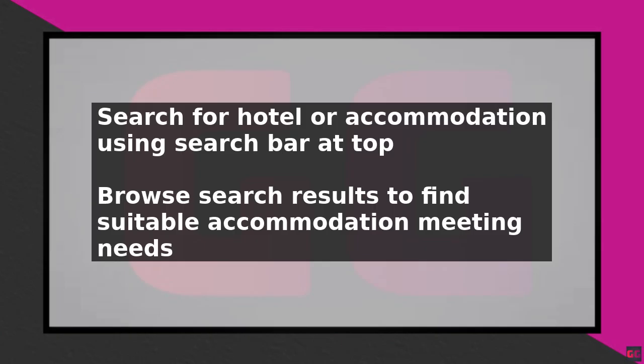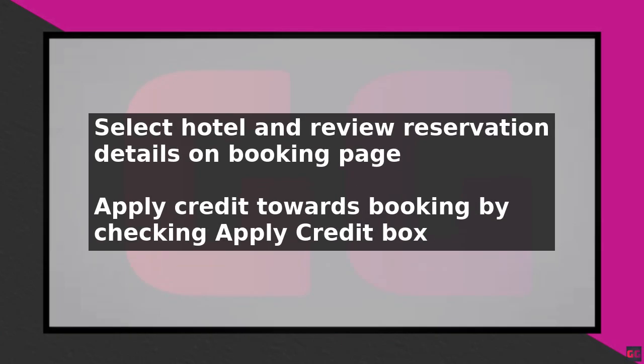Once you have selected a hotel, click on the booking page to review the details of your reservation. On the booking page, you will find a section that says Apply Credit, where you can choose to use your available credit towards your booking. Simply check the box to apply your credit, and the amount will be deducted from the total cost of your booking.